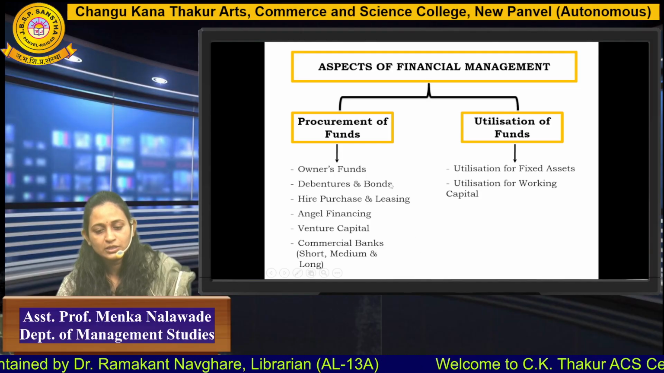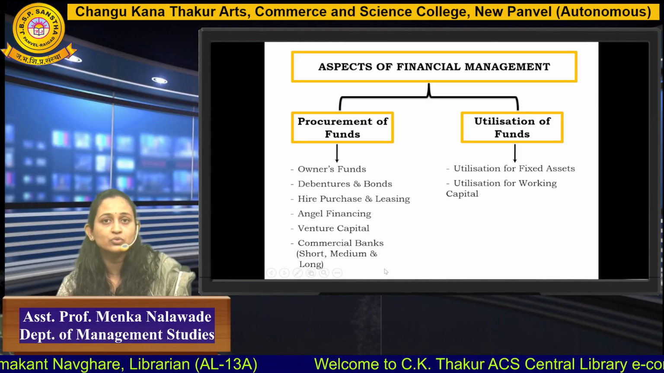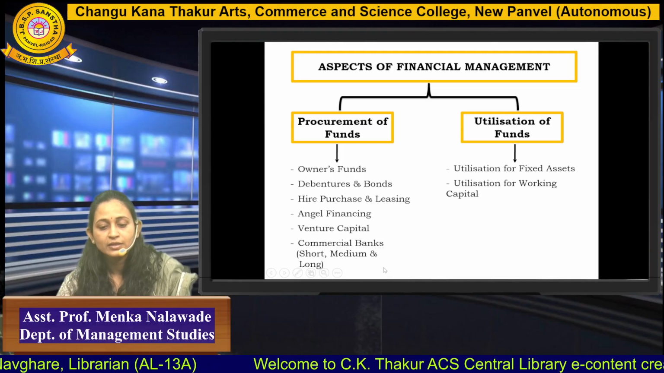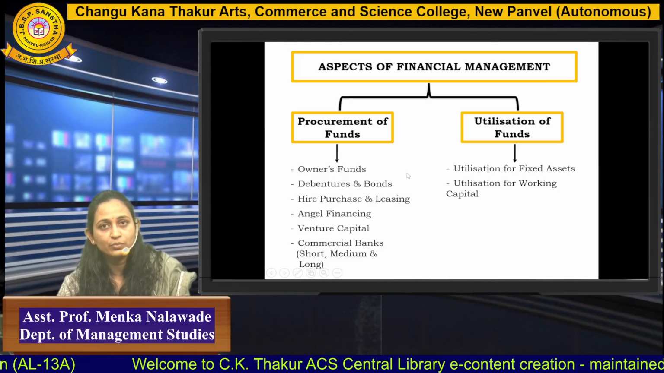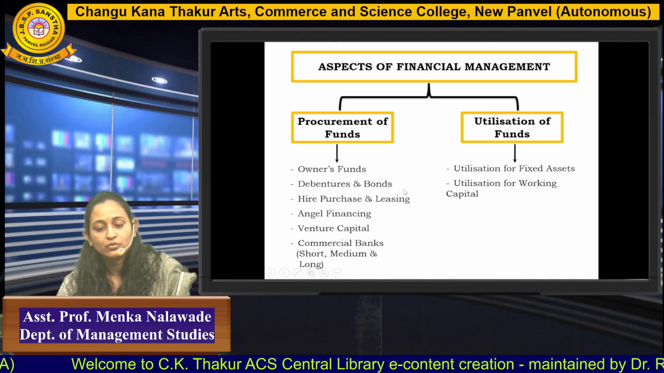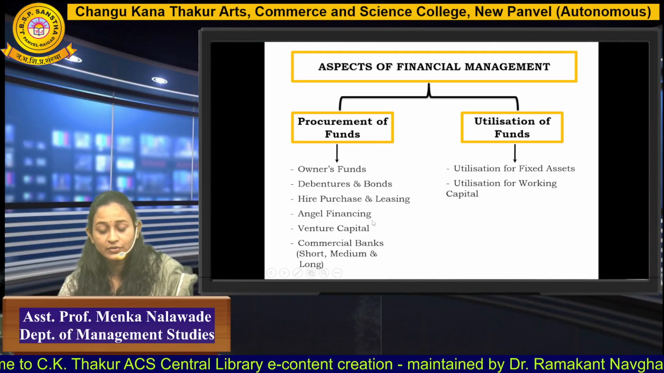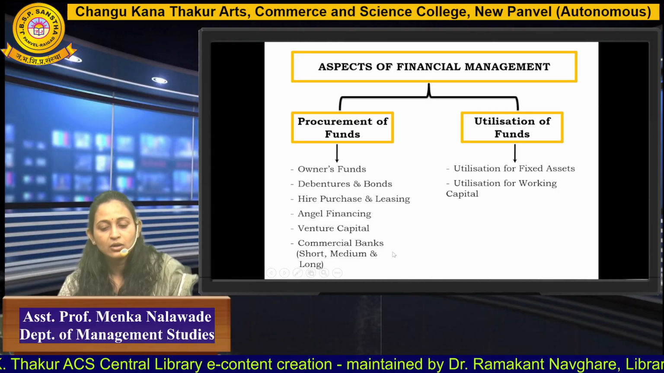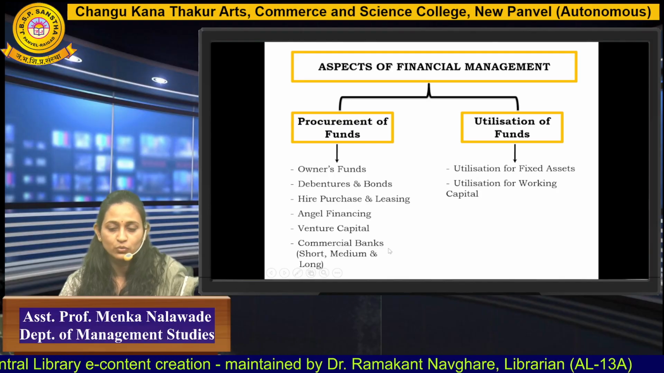So here you can see the list which shows from where all sources you can procure your funds. That is owners' funds. Owners' funds are your equity capital or your preference capital. Then we have debentures and bonds, hire purchase and leasing, angel investor financing, venture capital, and commercial banks, that would give you short term, medium term and long term loans.